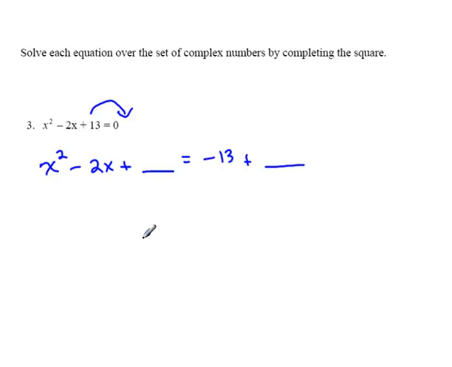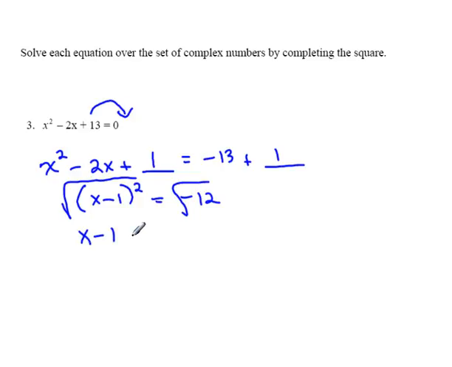Complete the square. Half of 2 is 1. 1 squared is 1. So I'm going to add 1 to both sides. Factor the left side. Add the right side. Now it's ready to use the square root property. So take the square root of both sides. Left side is just the quantity x minus 1.